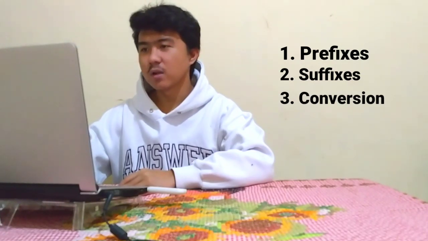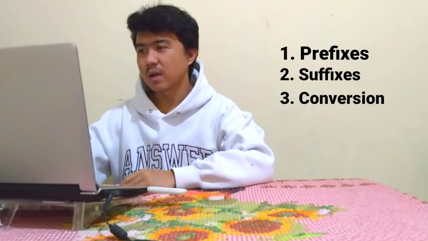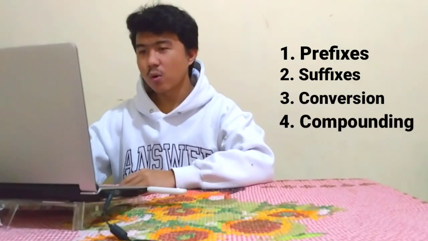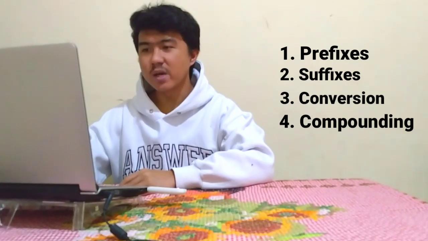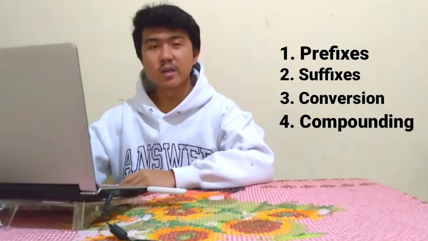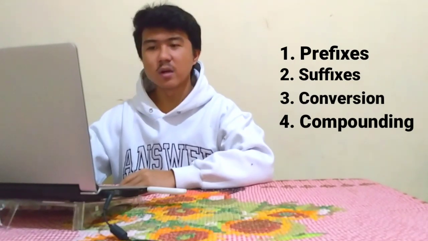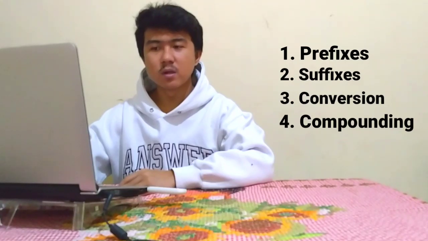Third, conversion. Conversion is when we change a word from one word class to another. Fourth, compounding. Compounding is a link where two or more bases create a new word. Normally, the first item identifies a key feature of the second word.